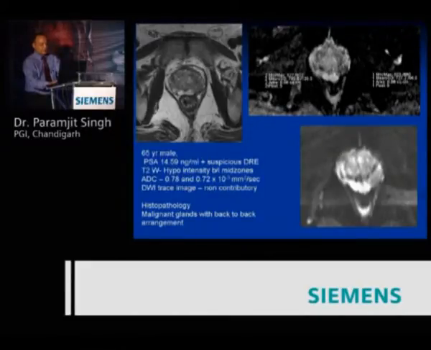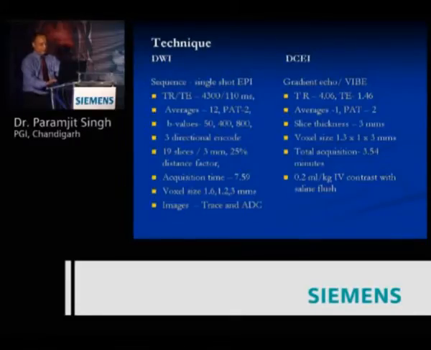This was a 65-year-old male with a PSA of 14.59, and on diffusion ADC we found that there is a restriction of diffusion in this area with a value of 0.72, which is pretty low. So this is the normal diffusion weighted trace image, which does not contribute much. In fact, for diffusion weighted imaging, trace images do not contribute much because the effect is not really that apparent. At least I don't depend on them. ADC calculations, yes, we go for that. Now this patient had malignant glands with back-to-back arrangement and confirmed carcinoma.